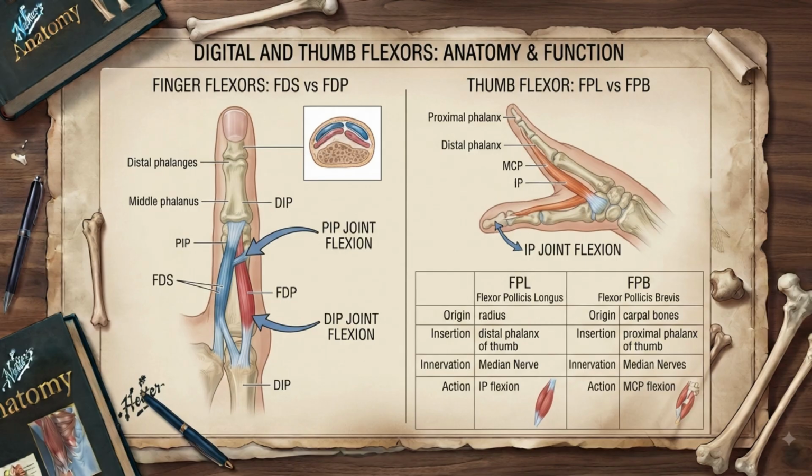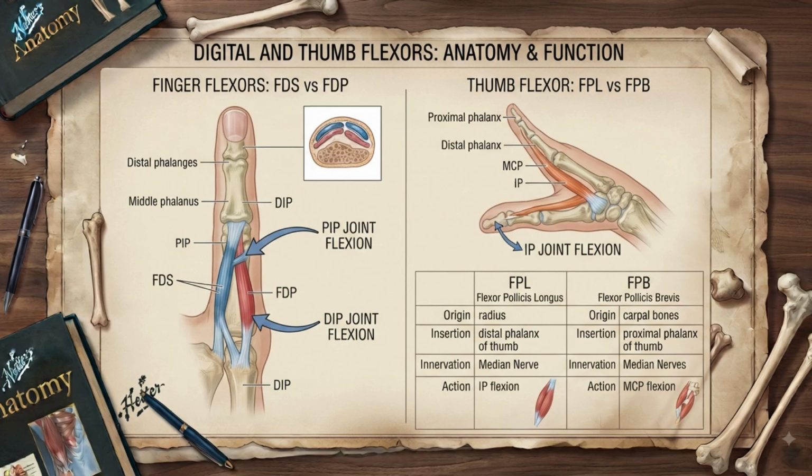FDS versus FDP. This is a very important distinction. Flexor digitorum superficialis inserts on the middle phalanges. Therefore, it flexes the PIP joint. Flexor digitorum profundus travels deeper and inserts on the distal phalanges. Therefore, it flexes the DIP joint. So, the easiest exam memory is superficialis PIP, profundus DIP.